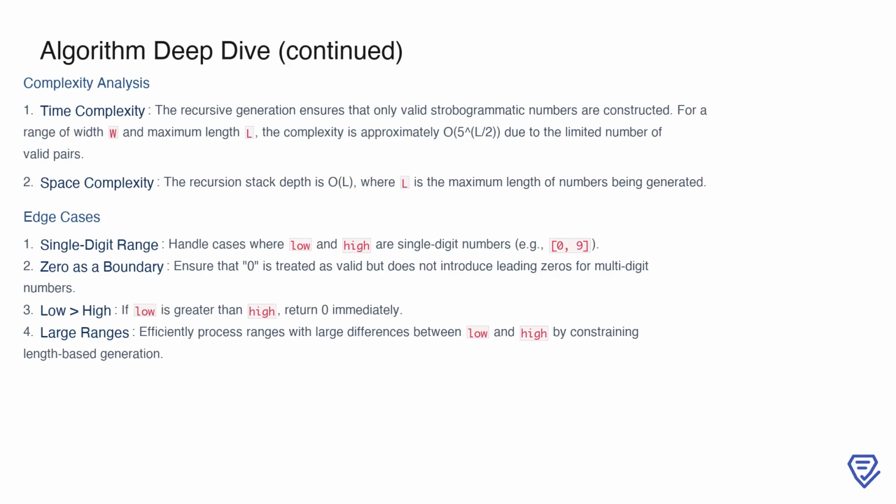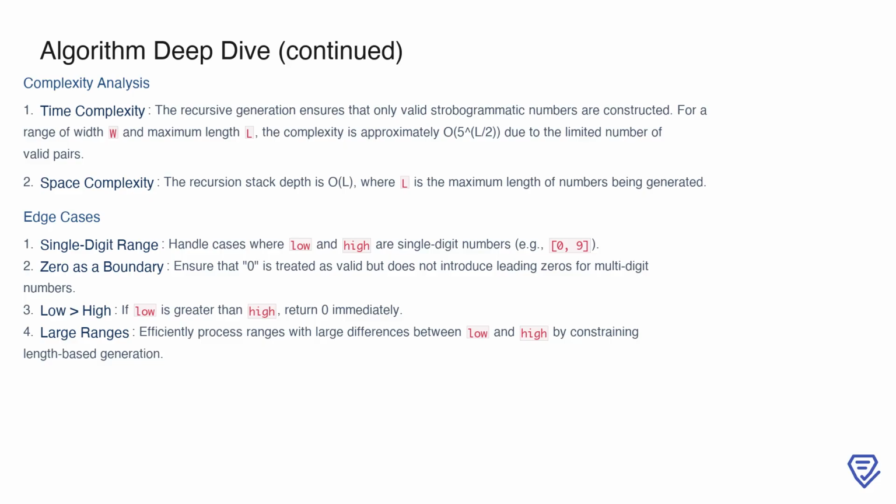Analyzing the algorithm's complexity, the time complexity is driven by the recursive generation of numbers. For a range with width W and maximum number length L, the complexity is approximately 5^(L/2), since there are only 5 valid strobogrammatic pairs. Space complexity is dictated by the recursion stack, which has a depth of L, where L is the maximum length of numbers being generated. Several edge cases must also be handled.